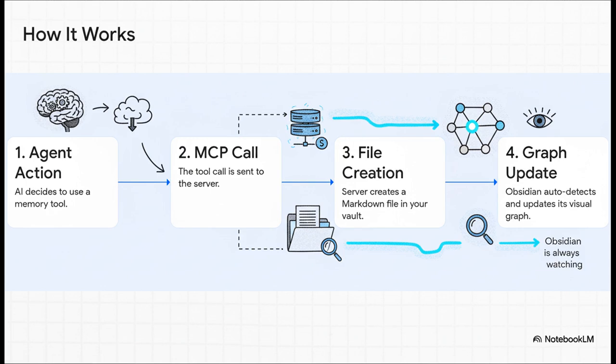And what's so cool is how simple and elegant this whole workflow is. The AI is chatting with you and decides, hey, I should remember this. It makes a tool call to the MCP server. That server just creates a simple little text file in your local Obsidian folder. And because Obsidian is always watching that folder, that new note just instantly appears in your knowledge graph in real time. And the AI's thought just became a permanent, physical, well, digital, and editable part of your brain.